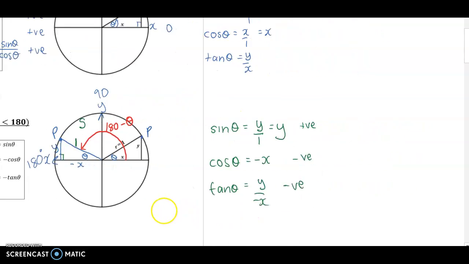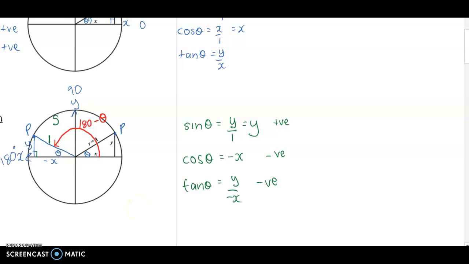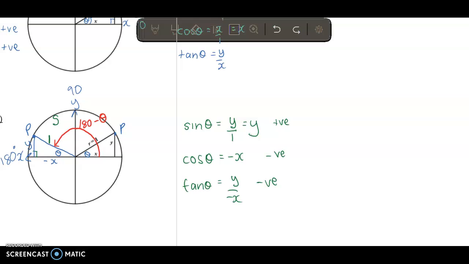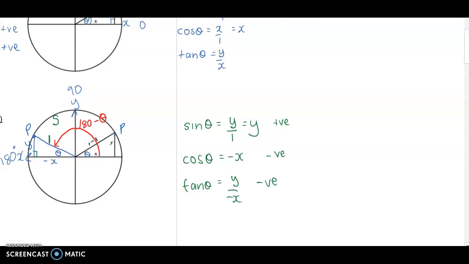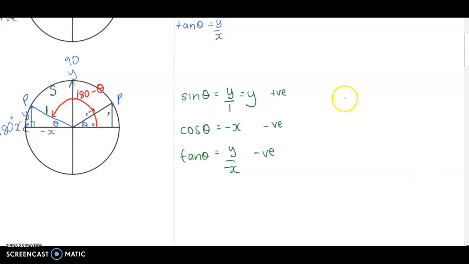Now, let's just move over a little bit and have a look at how we can understand the relationship between our theta and our 180 degrees minus our theta, and try and make it a little bit easier for us. I'm going to change coloured pens for us now. Now, let's think, for example, what would happen if we had sine of 30 degrees?